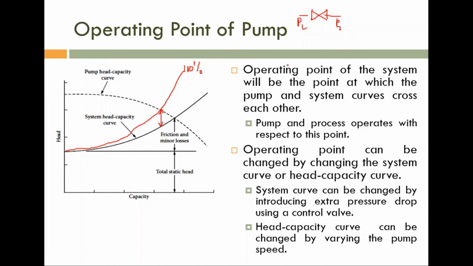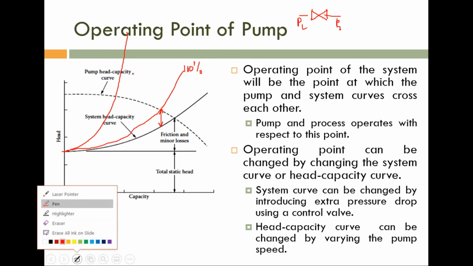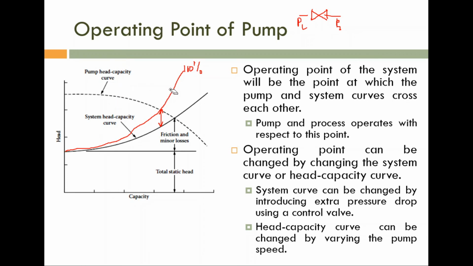So what if you are closing the control valve? You already studied the inherent flow characteristics. If you are closing the control valve, you can see that the input pressure is increased and the output pressure is decreased. So what about the pressure drop across the control valve? The pressure drop across the control valve is increased. So if you are closing the control valve, then the system curve changes this way. This is corresponding to 100% opening.